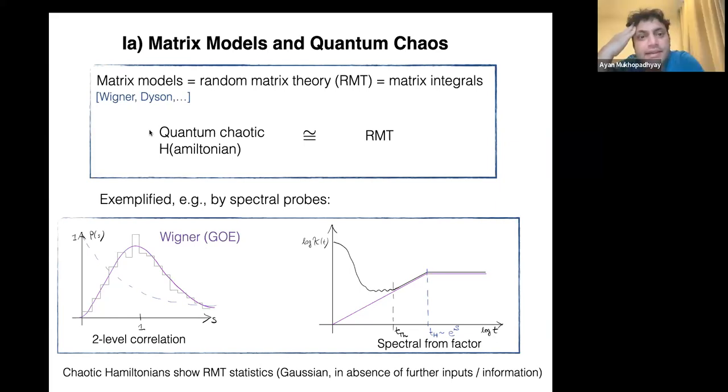For which class of observables is this replacement good? One class of observables I'm going to talk about now, and part of this ETH matrix model is actually to grow the class of observables that you can fruitfully describe in this way. One class of observables is precisely the spectrum itself, but in what sense? One example is the two-level spectral correlation function.